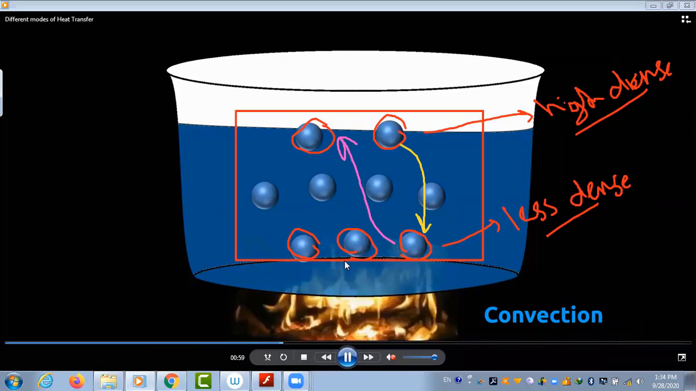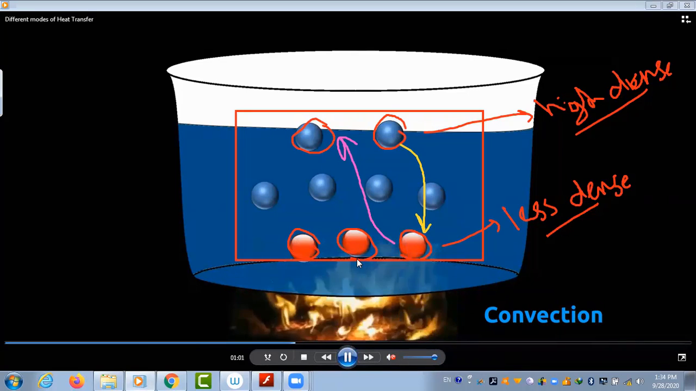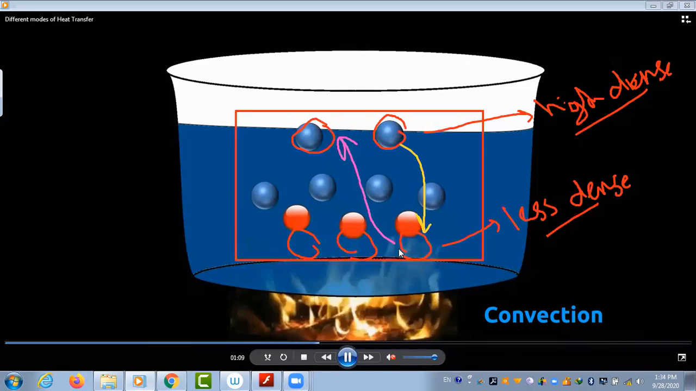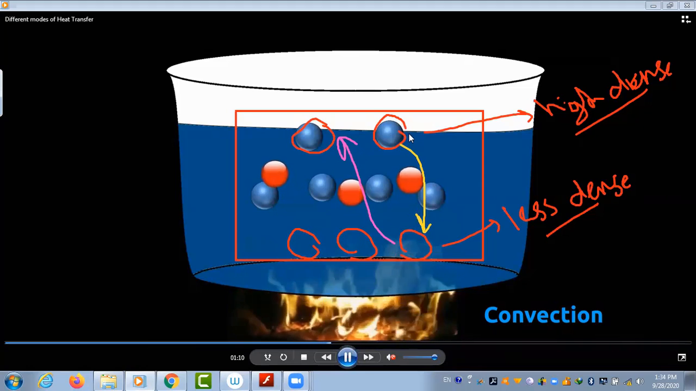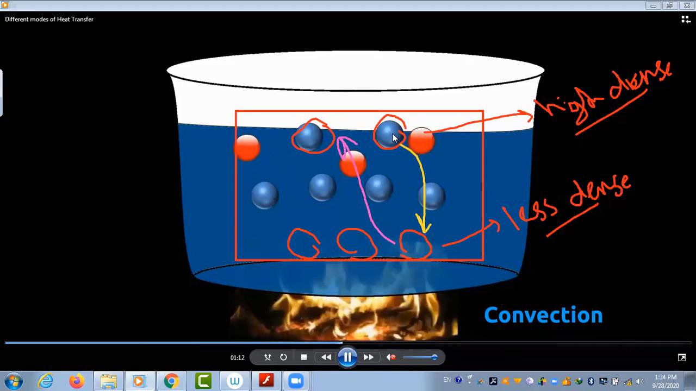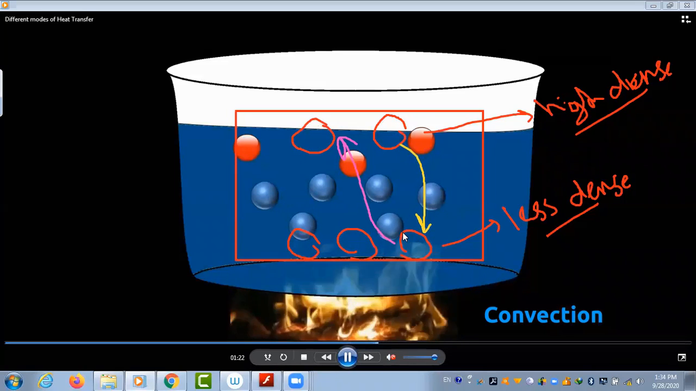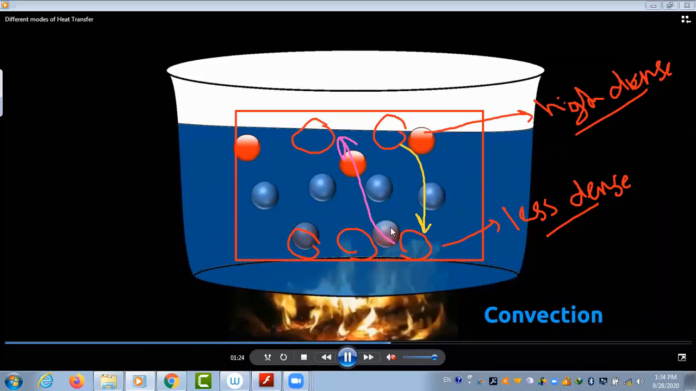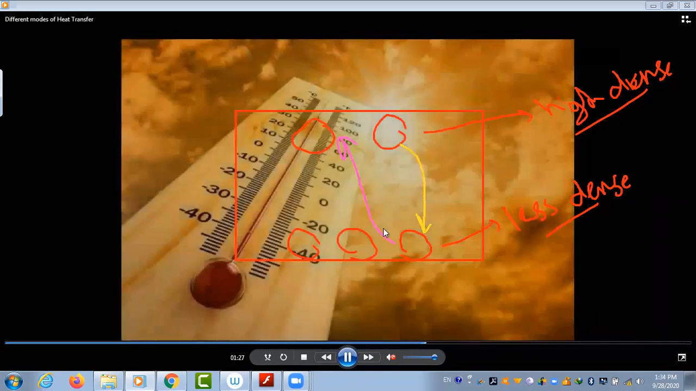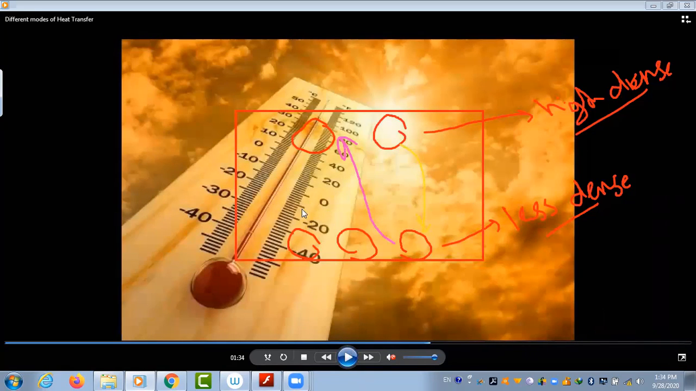Now the particles are getting hotter, they gain thermal energy, so they now have less density, so they have to move up. The particles at the surface are cold, so they have high density, so they have to go down. Then they will be heated and gain thermal energy, so they go up again, and other particles go down, and it will continue moving like this. So what does this mean?